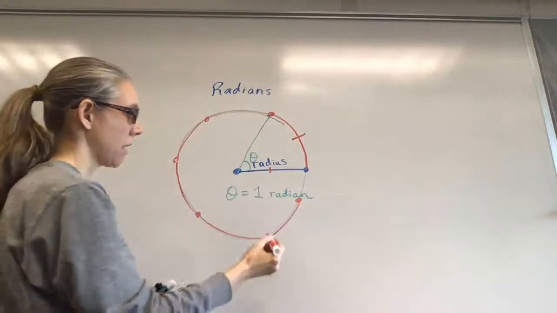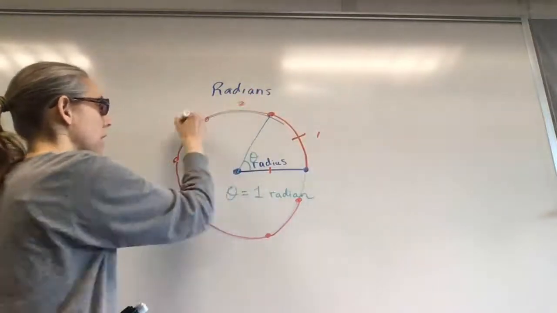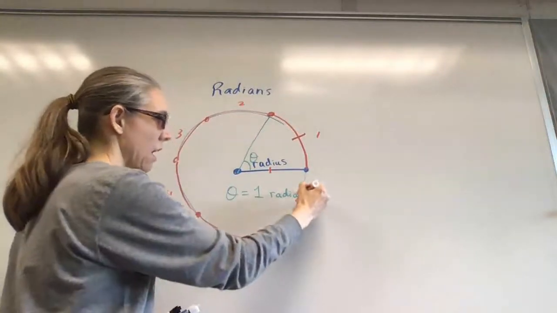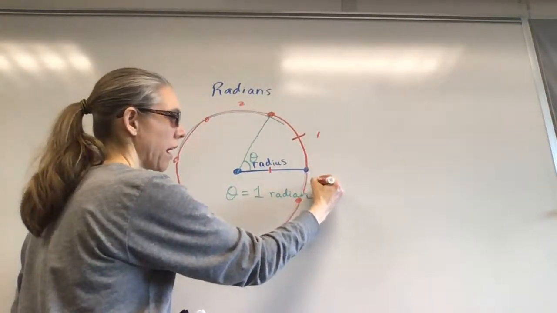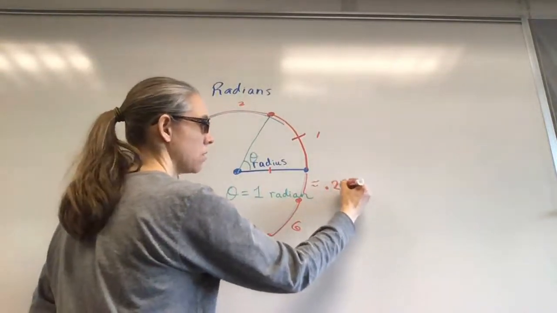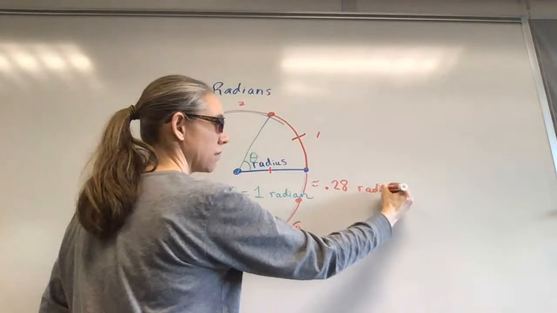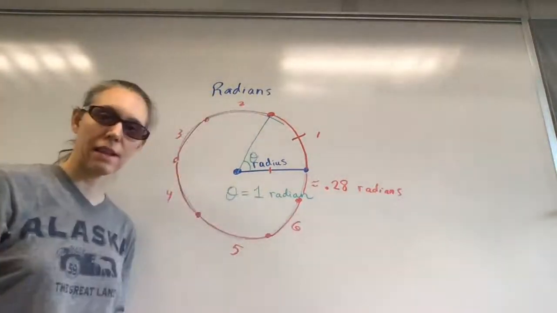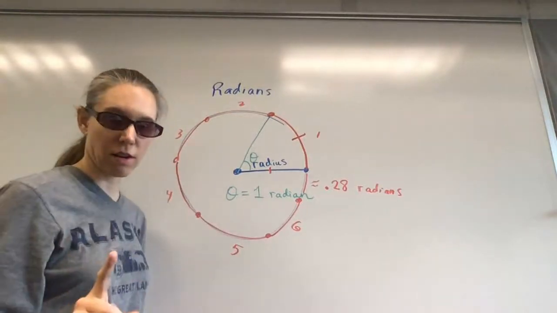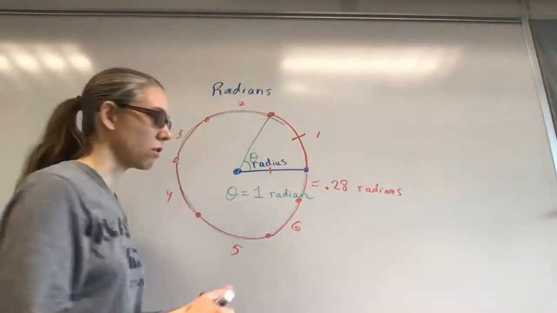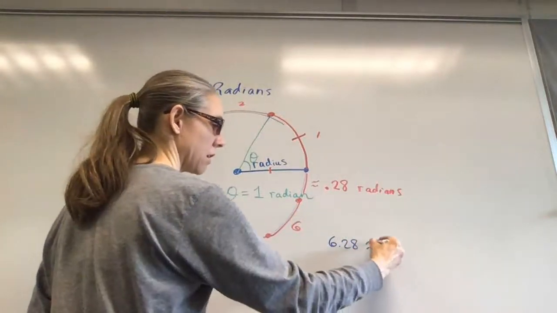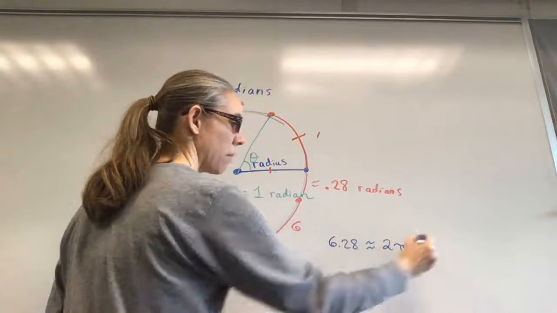you will notice that you have 1 radian, 2 radians, 3 radians, 4 radians, 5 radians, 6 radians, and then you have this fraction of a radian that's roughly around 0.28 radians. Where am I getting that number from? Well, how many radians are there in one circle? 6.28 is approximately 2 pi.